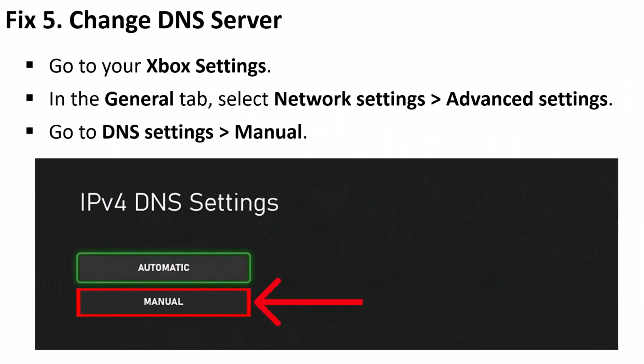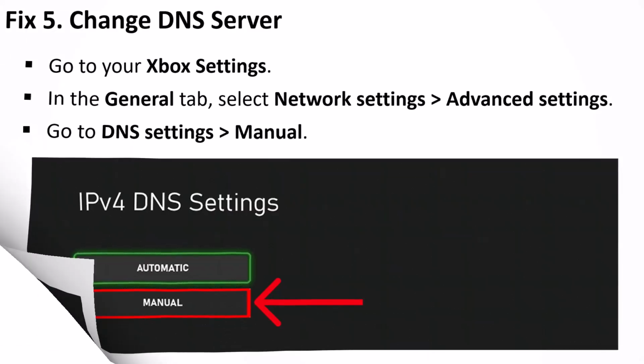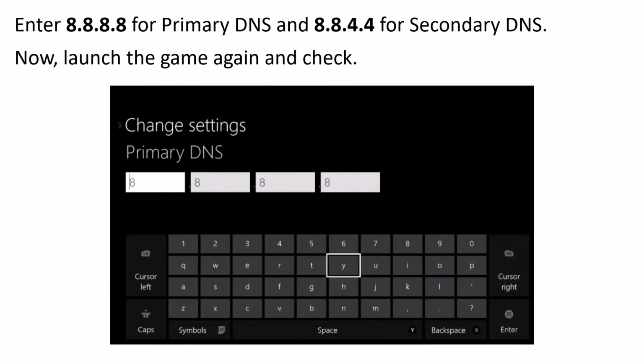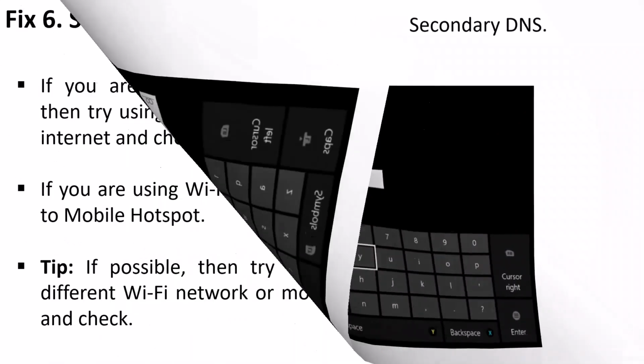Fifth solution is to change DNS server. Go to your Xbox settings. In the general tab, select network settings, advanced settings, go to DNS settings, manual. Enter 8.8.8.8 for primary DNS and 8.8.4.4 for secondary DNS. Now launch the game and check.